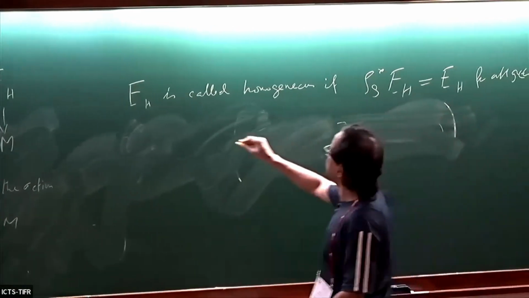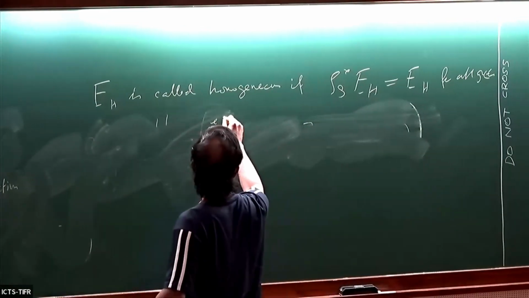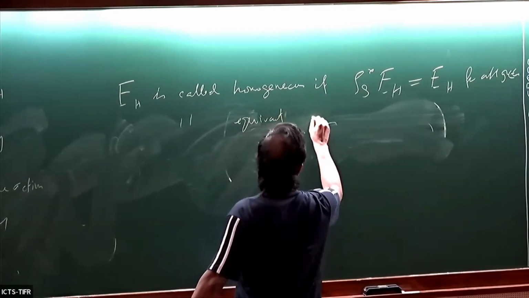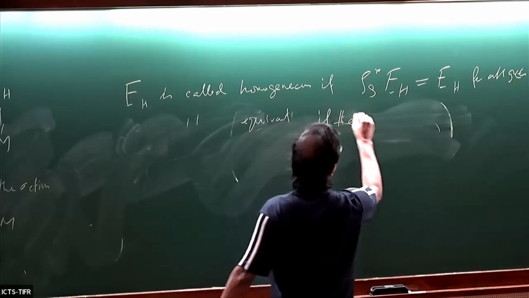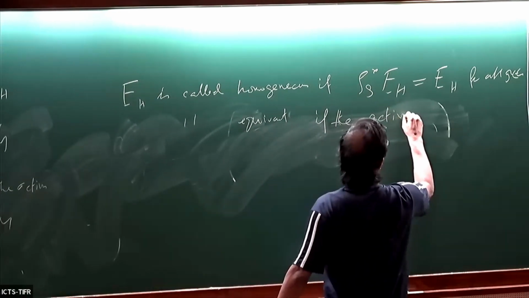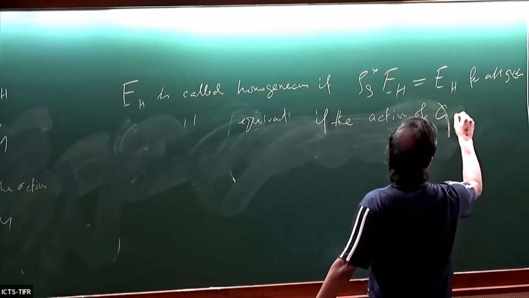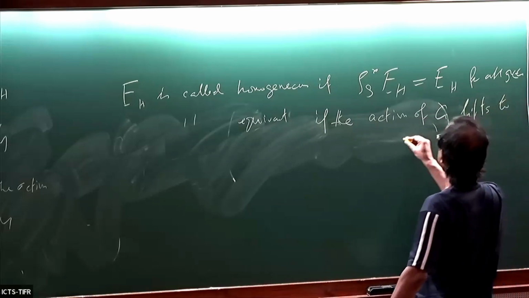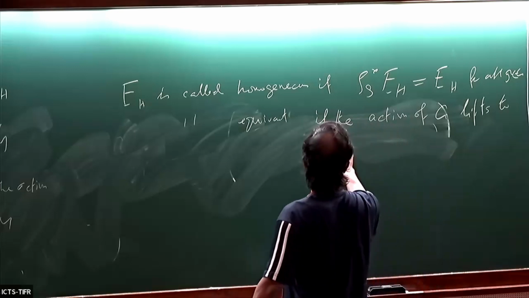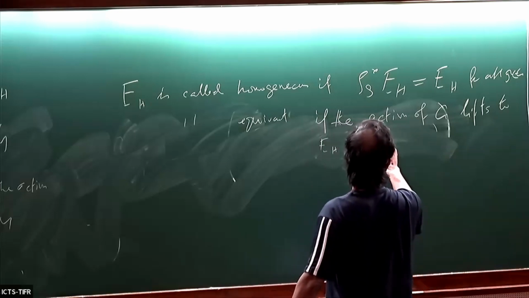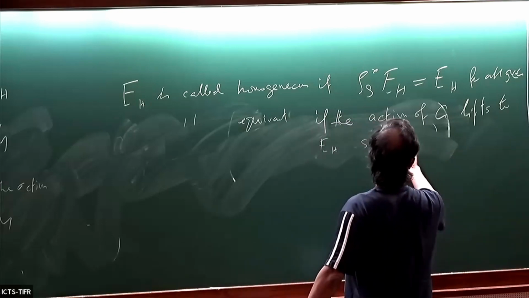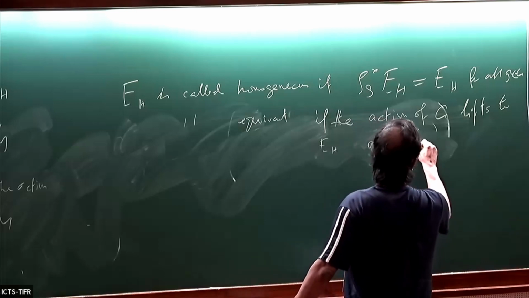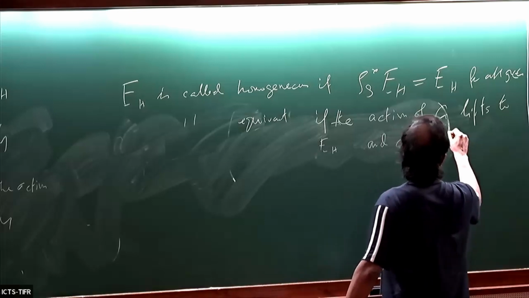And it will be called equivariant if the action of G leads to an action on EH such that the action lives and commutes with the action of H.